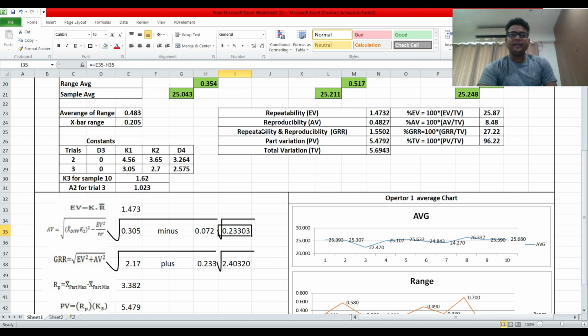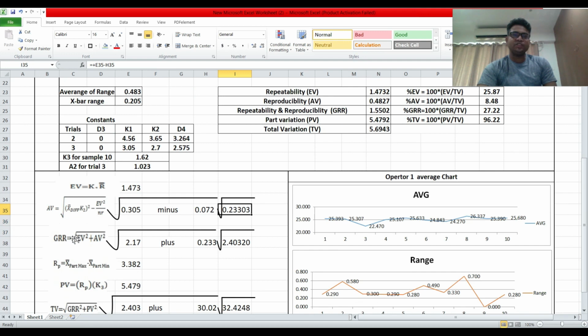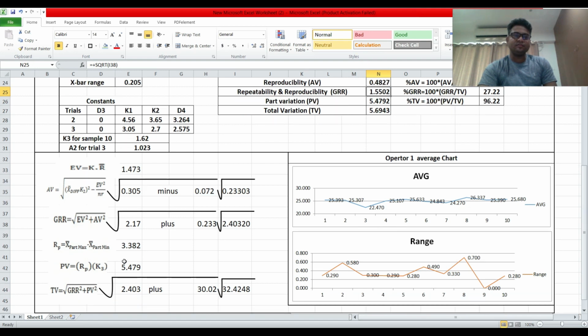Again, repeatability and reproducibility, GRR, is equal to the square root of EV square plus AV square. I have already found EV square. EV is 1.4732, so its square will be 2.17, plus AV is equal to 0.48, so its square will be 0.233. Then the square root of 2.40320 is equal to 1.5502. This is our GRR.